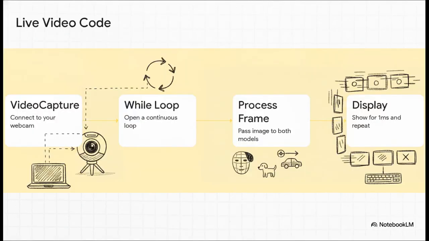So in our Python code, the logic is pretty straightforward. First, we use OpenCV's video capture to hook into our webcam. Then we open a continuous while loop. Inside that loop, we grab a single frame, pass it through both of our YOLO models, and display that processed frame on our screen for just 1 single millisecond using the wait key command. Then the loop instantly repeats. It happens so fast it creates the total illusion of live video, and it just keeps looping until we hit the X key to shut it down.